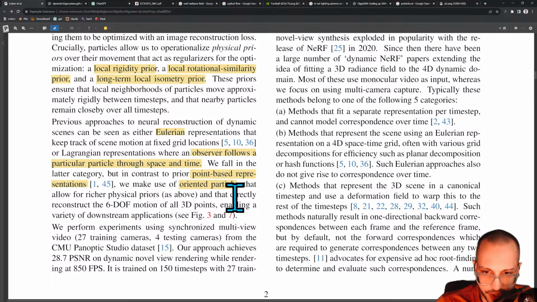Allow for richer physical priors that directly reconstruct the 6DoF motion of all 3D points, enabling a variety of downstream applications.